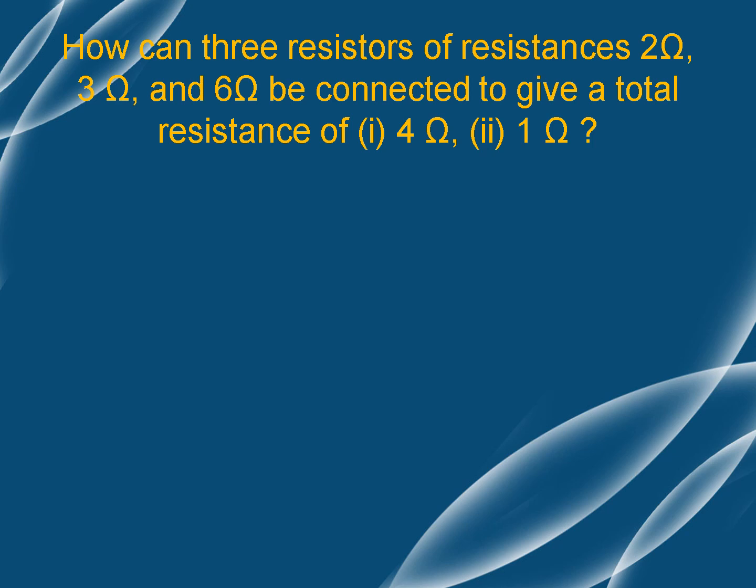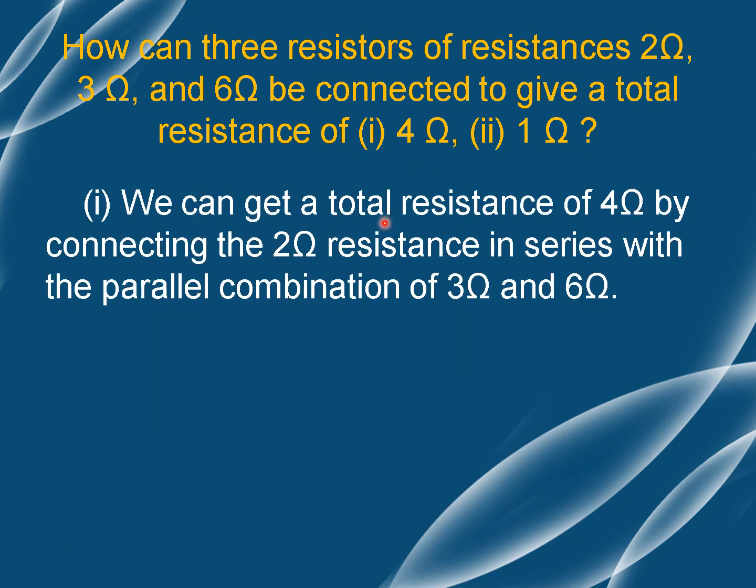Then the next one. How can 3 resistors of resistance 2 ohm, 3 ohm and 6 ohm be connected to get a total resistance of 4 ohm and 1 ohm? So let's do the first one. We have to get the total resistance of 4 ohm. We can get a total resistance of 4 ohm by connecting the 2 ohm resistance in series with the parallel combination of 3 ohm and 6 ohm.